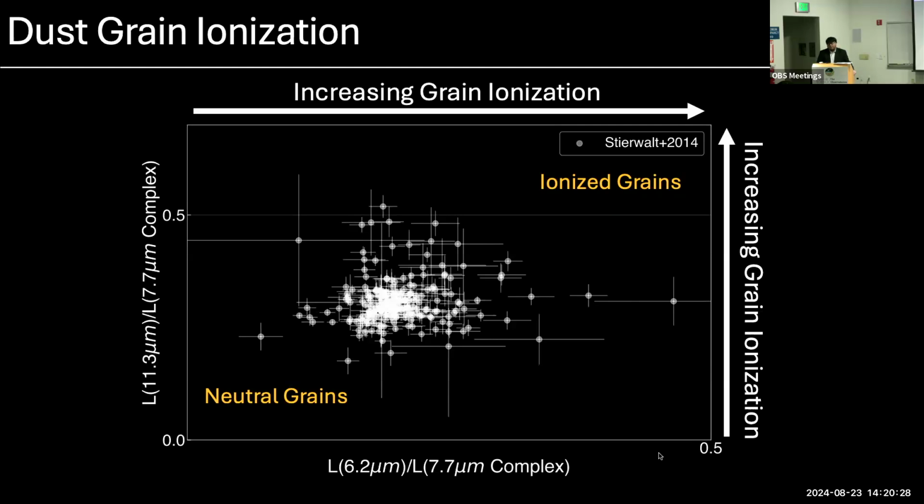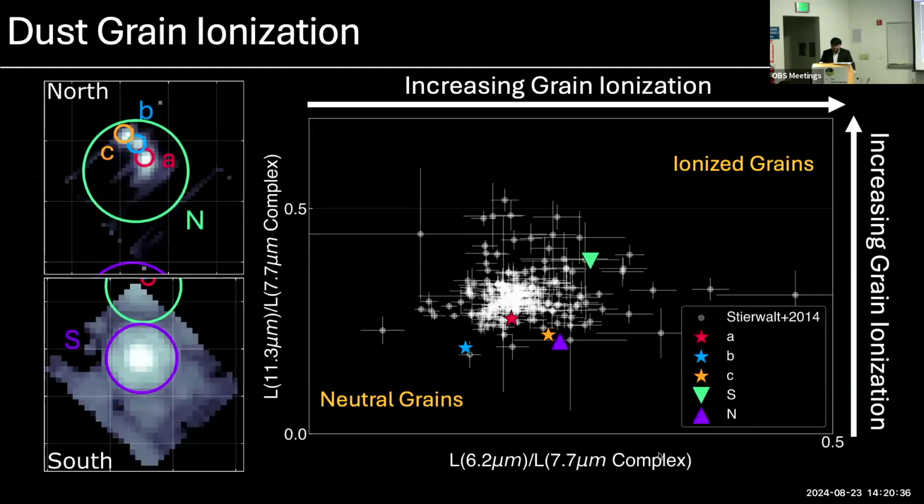And what's particularly novel about this diagnostic plot is that Spitzer was not able to constrain this for this particular target. So these are all novel data points. We end up seeing that the three starburst clumps as well as the northern nucleus tend to have more neutral grains. Meanwhile, the southern nucleus has more ionized grains, once again falling within the expectation that is set by suspecting that there's an AGN within the southern nucleus.